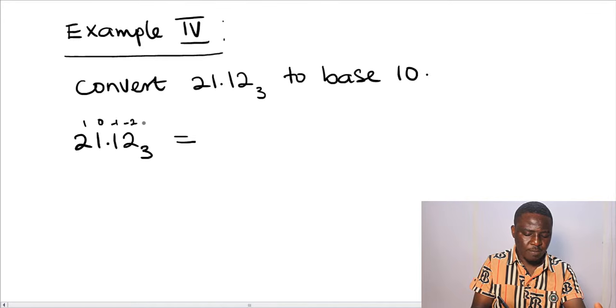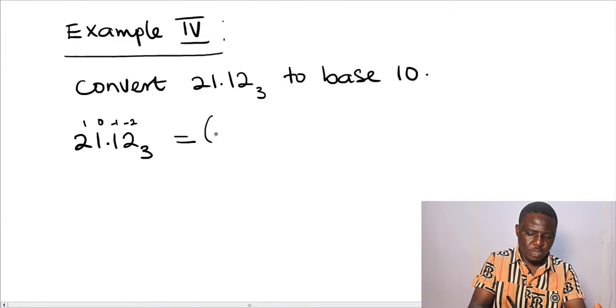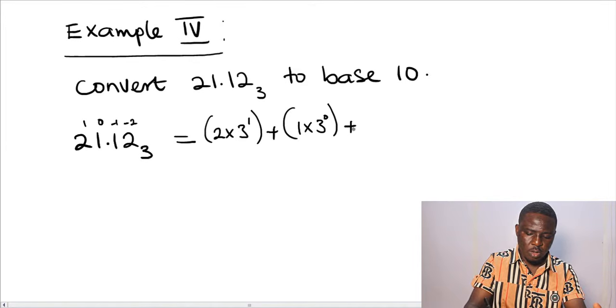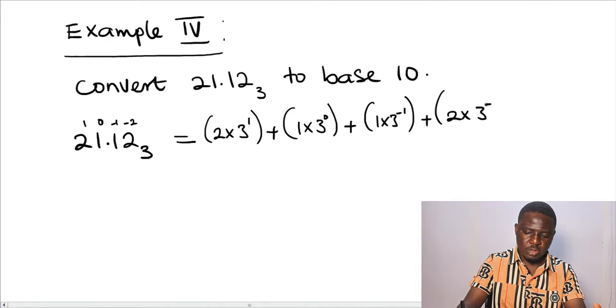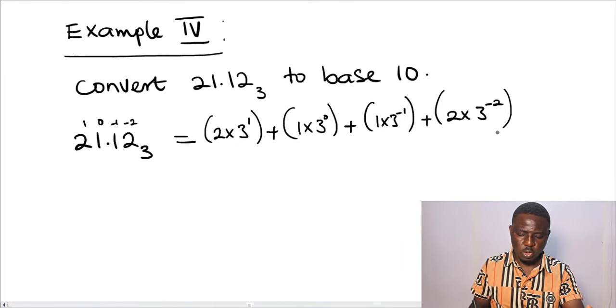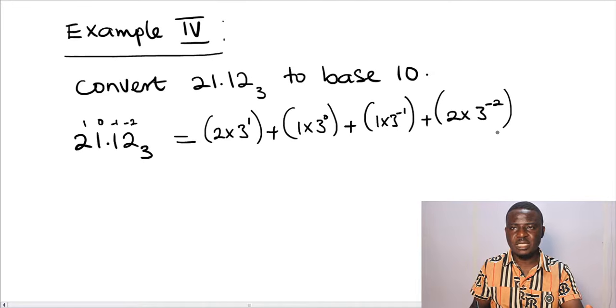So you express them in the expanded form. This becomes 2 times 3 raised to the power of 1 plus 1 times 3 raised to the power of 0 plus 1 times 3 to the power minus 1 plus 2 times 3 to the power minus 2. So we have expanded it.